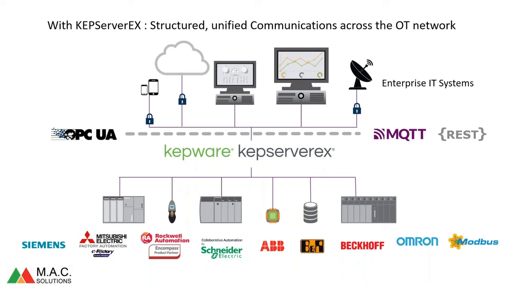From the top interface of KEPServer, you see one version of the truth from everything on the shop floor, whether that's PLCs, drives, energy meters, whatever it may be. And then you have one single interface through which you can get OPC UA data, MQTT data, and REST data through the firewall across the DMZ.